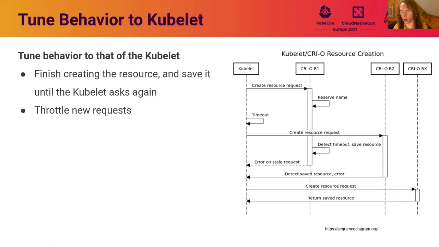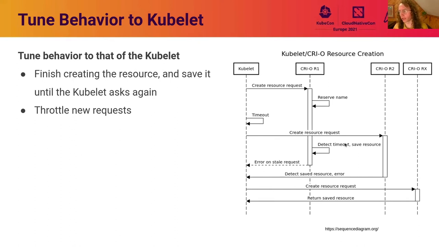But instead of immediately saying, "I am already working on this, Kubelet," with a name is reserved error, CRI-O is going to wait. It's going to stall until either the request times out from the Kubelet's perspective, or for a fixed time, like 6 minutes, just to make sure that the Kubelet didn't disappear into the void and we're not waiting forever, or until the resource is created. Basically, we're stalling the Kubelet, who would otherwise be sending these requests every 10 seconds, but now is forced to wait for its own timeout length, or at most its own timeout length.